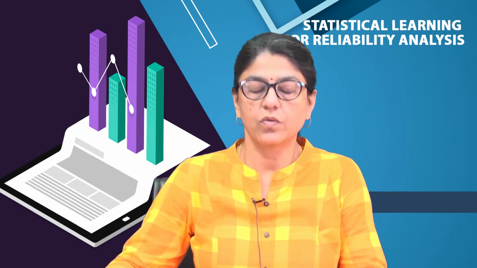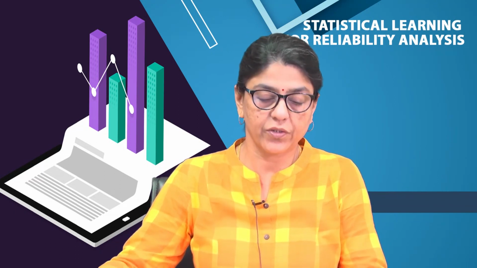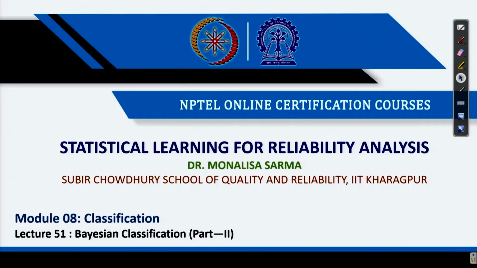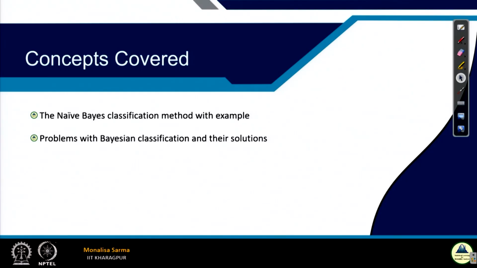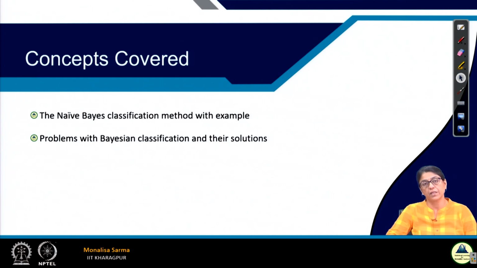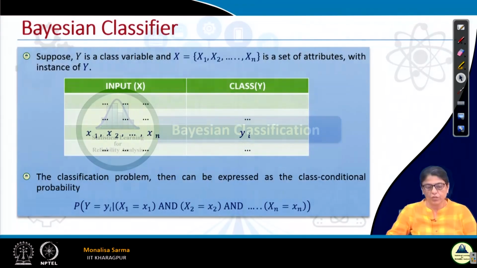Hi guys. In continuation of our earlier lecture on Bayesian classification, we'll be continuing from where we ended last lecture. In today's lecture, we will see the Naïve Bayes classification method. We'll see that with the help of examples. Bayes classification has some problems, and the solutions also exist for them. So we'll be discussing those problems as well as the solutions.